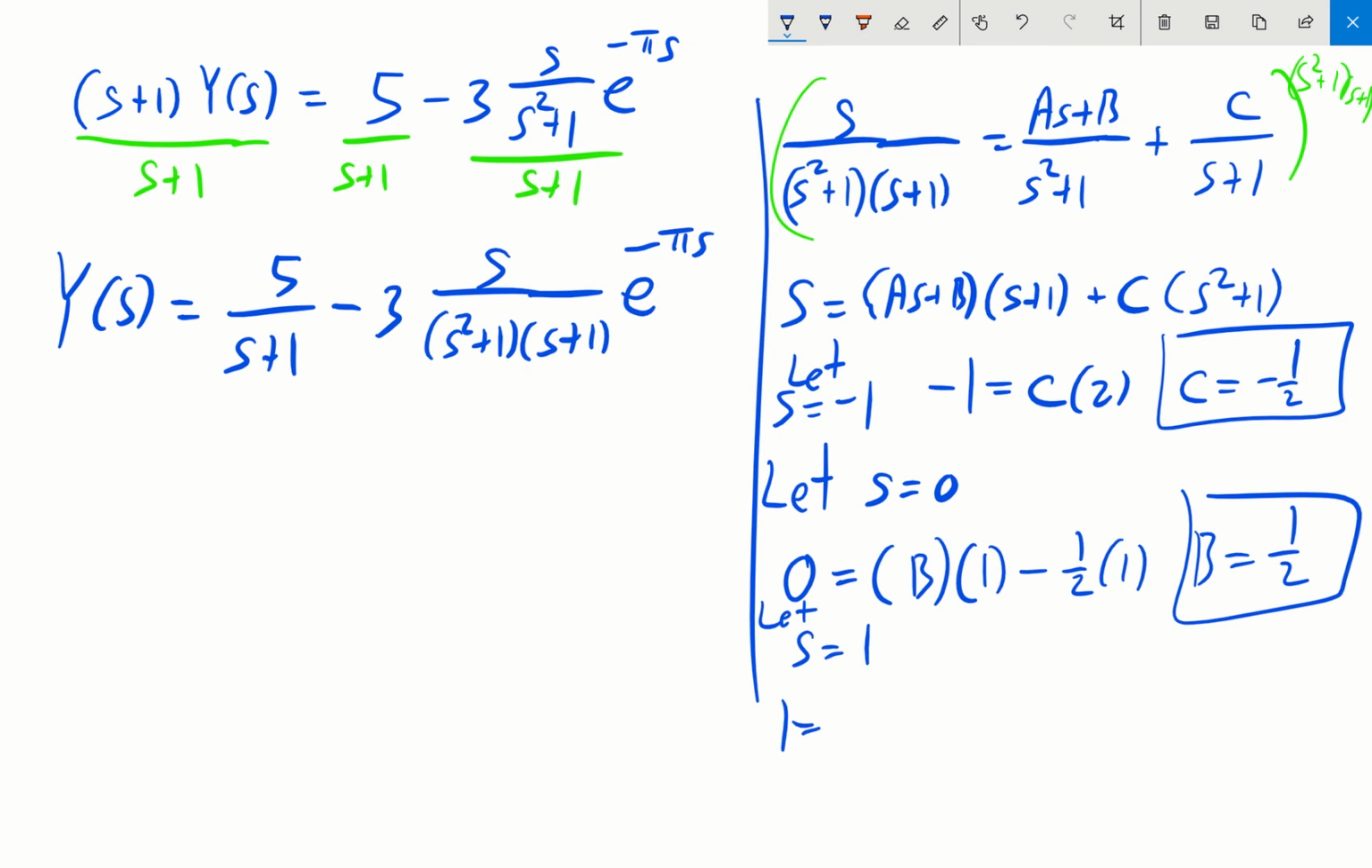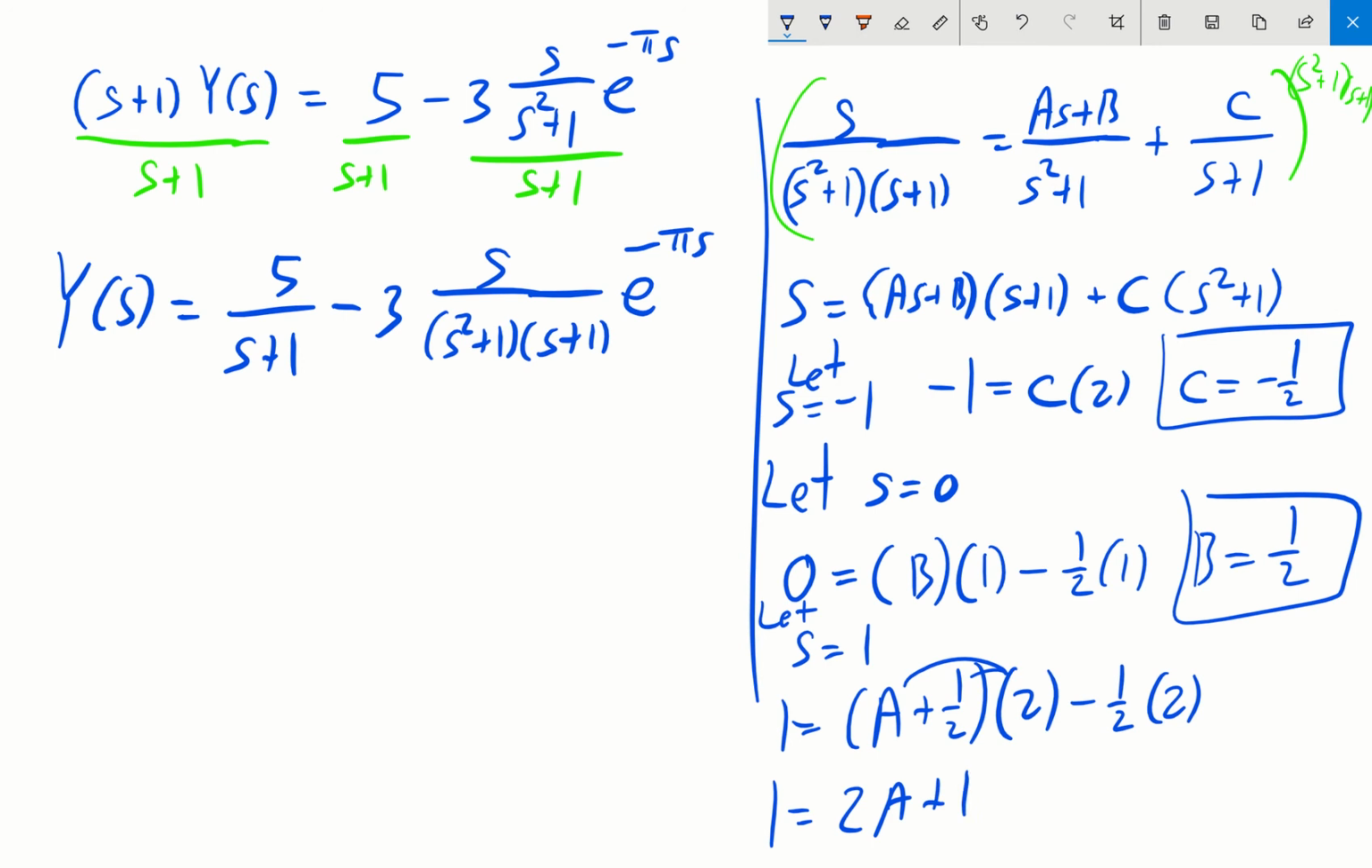We would get 1 equals 1 times a is a, plus b, which is 1/2, times 1 plus 1 is 2, and then we're going to have a plus, well, c is negative 1/2, so negative 1/2 times 1 squared is 1, plus 1 is going to give us 2. So we get 1 equals, distribute, 2a plus 1 minus 1, these cancel, and this will give us that a equals 1/2. And that's going to be very important, because that's going to help us to break this last term apart.